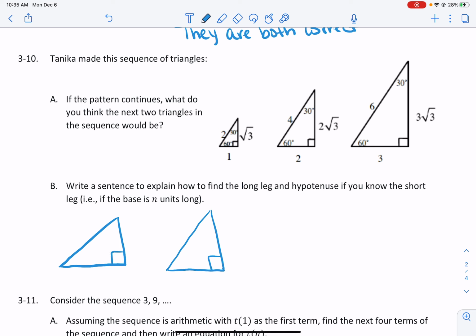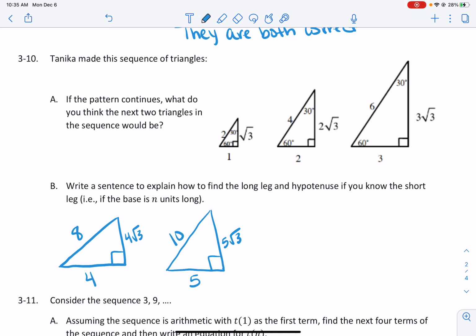So if we've got 1, 2, 3, I'm going to assume this is going to be 4 and this is going to be 5. Notice then that this side here would be 4 root 3, and this one would be 5 root 3 to continue that pattern. And then what happens here is this is double of those lengths, right? So this length here is going to be 8, and this one is going to be 10.